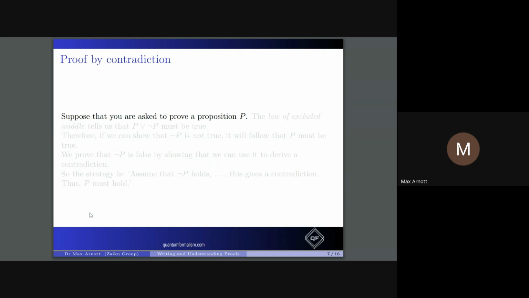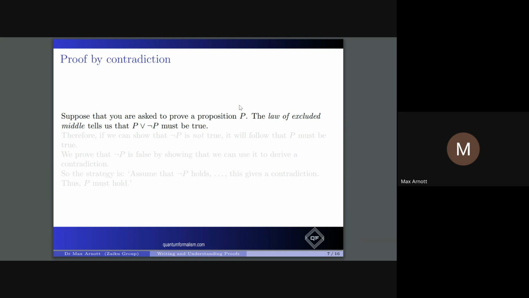Okay, the next type of proof we're talking about today is the proof by contradiction. So if we're asked to prove a proposition P, the law of the excluded middle tells us that P or not P must be true, right? This is very easy to see, right? It's intuitive, it's one of the laws of reasoning.